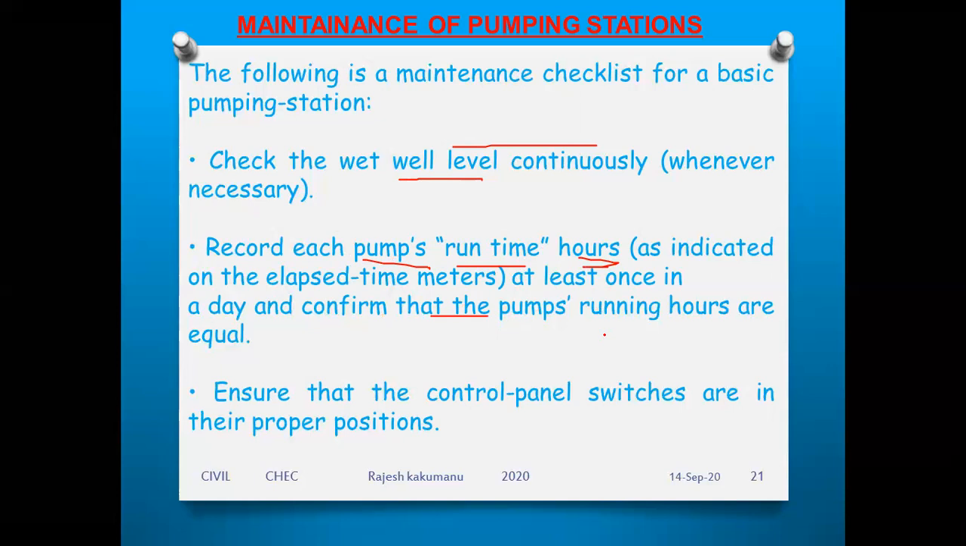and also check at least with the reference of the running hours being equal. Ensure that the control panel switches are in their proper positions. Isn't it? Before starting any big setup, any aeroplane, any engine, any operation, before starting you have to check all the electronic system, electrical system, mechanical system, whether they are in control or not, or all in the right positions or not. Only then we have to switch on the control panels, right?